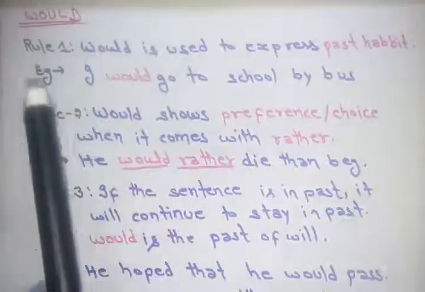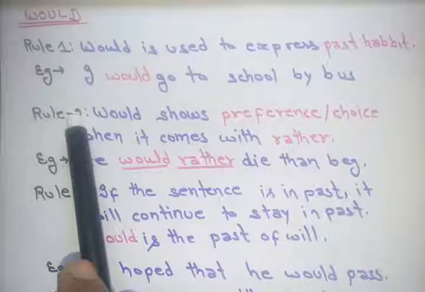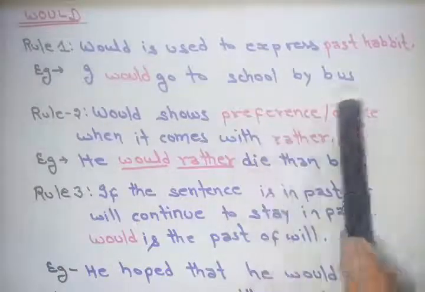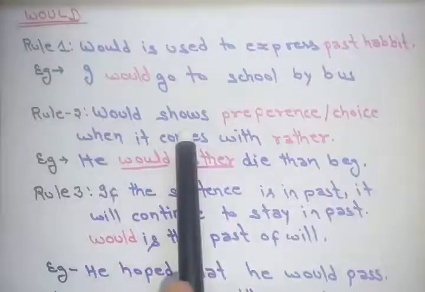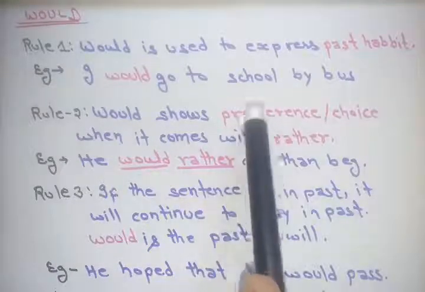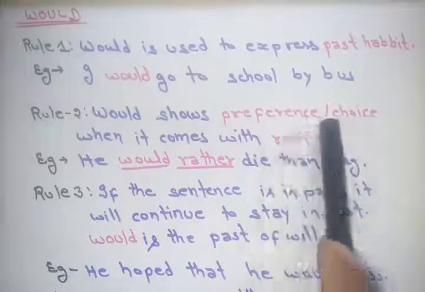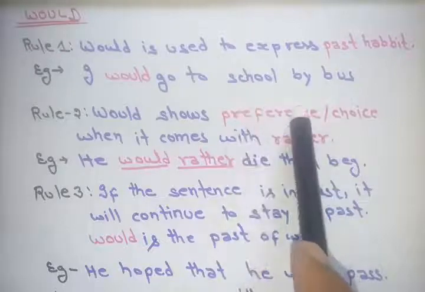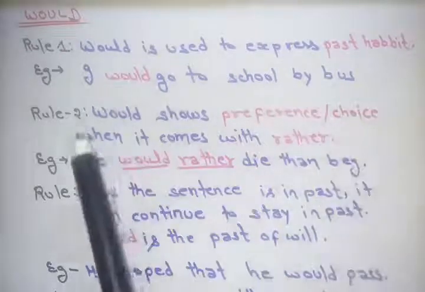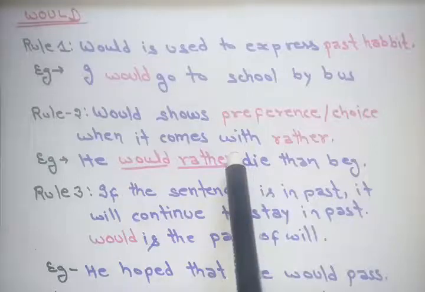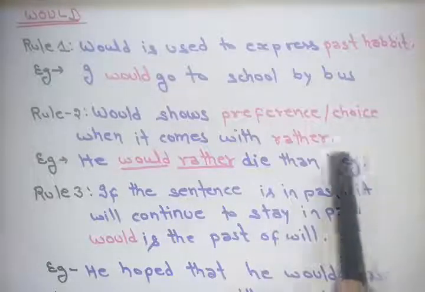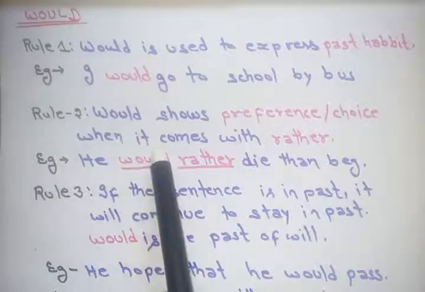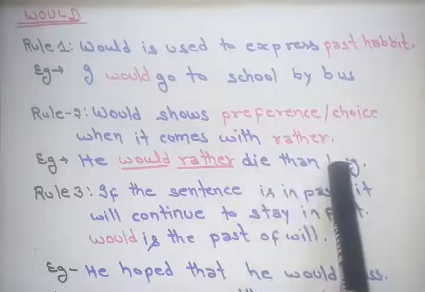Next is rule number 2: "would" shows preference and choice. When "would" comes with "rather" in a sentence, then it shows the preference or choice. For example, he would rather die than beg. So here comes "rather", so "would" here shows preference: die rather than beg.